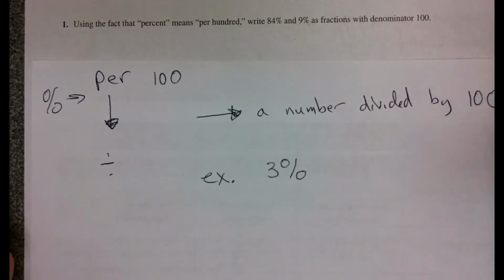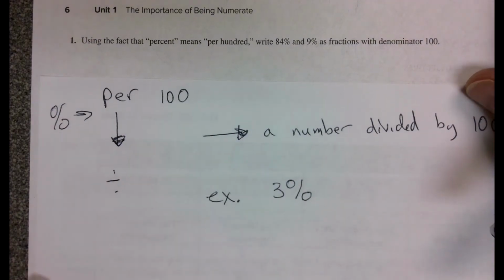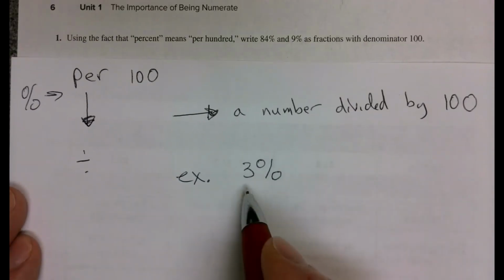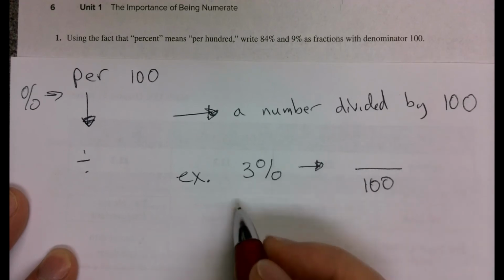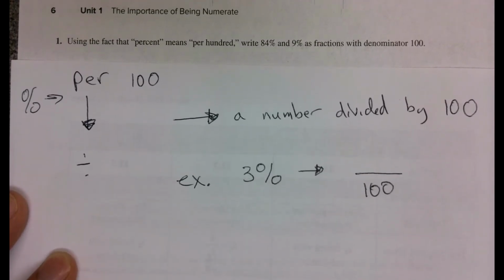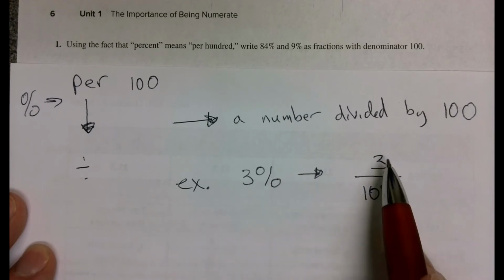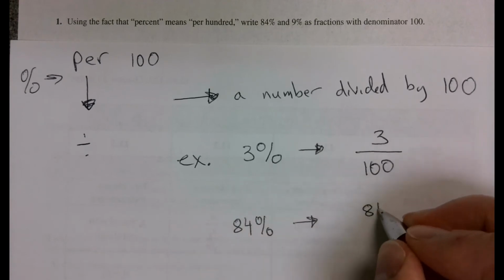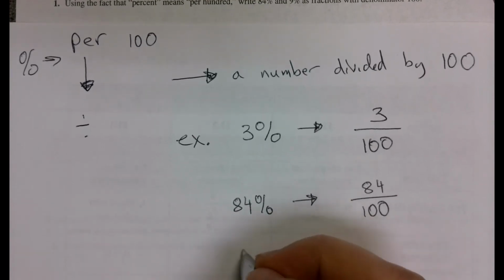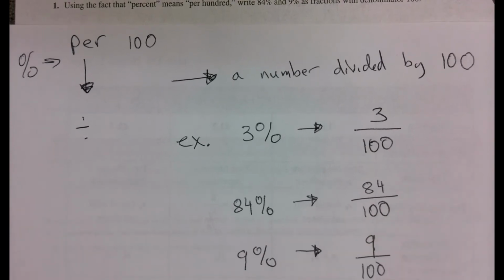So on the next page, on page 6, we see this using the fact that percent means per 100, write 84% and 9% as fractions with denominators of 100. Well, that means we're taking this example problem here and we're making the denominator of a fraction 100, and the numerator is the number that comes before the percent sign, whatever that number is, whether it's a fraction or a decimal or a whole number like in this case. So 3% as a fraction would be 3 over 100. 84% as a fraction would be 84 over 100. And 9% as a fraction, same thing, 9 over 100. That's all we mean by a percent.